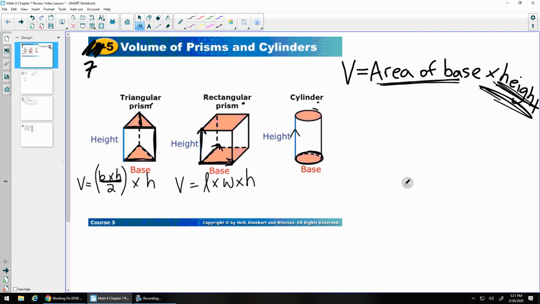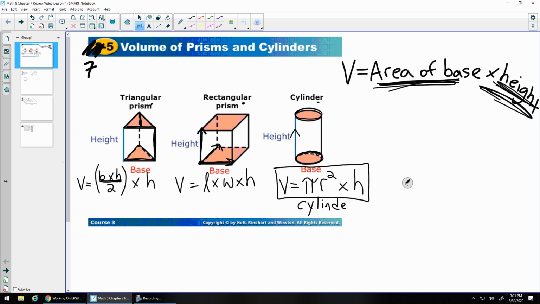And for our cylinder, when we have a circle as the base, the area of a circle is pi r squared. That sounds like area to me. And then we multiply that by the height of our prism. These are the 3 basic equations that we've been looking at. So this is for your cylinder.